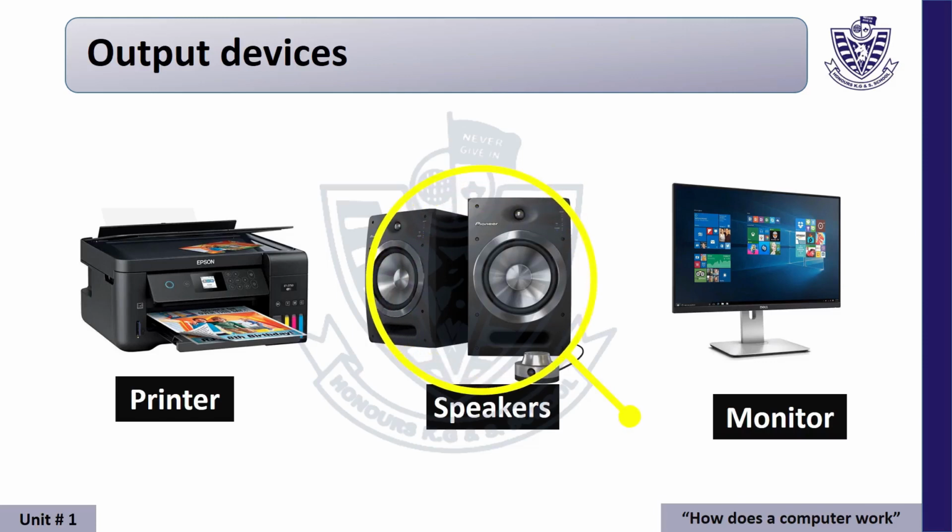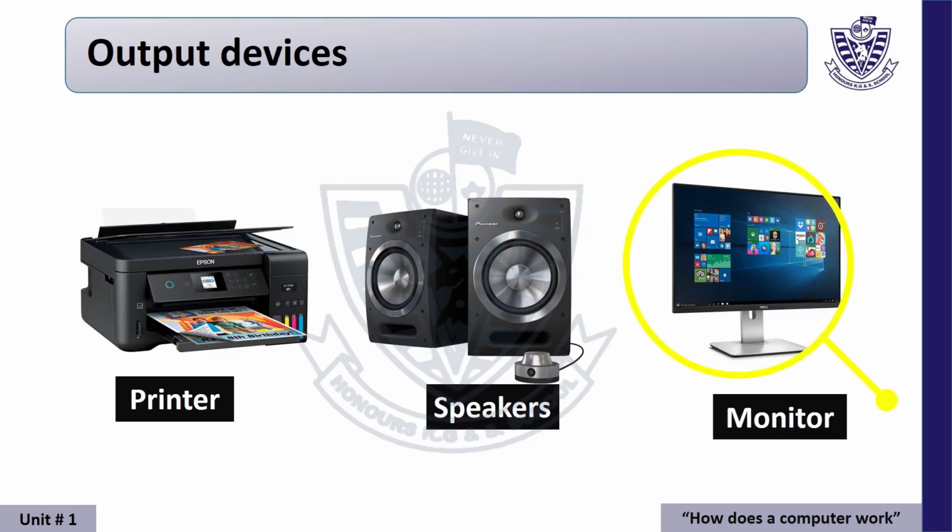And the second one is speakers. Speakers allow us to hear sounds from the computer. And the third one is the monitor. Monitor is the most commonly used output device. It displays both text and pictures. It works like a TV.